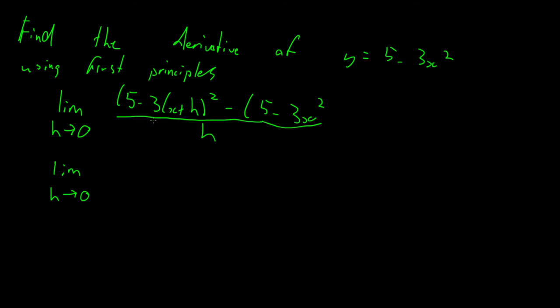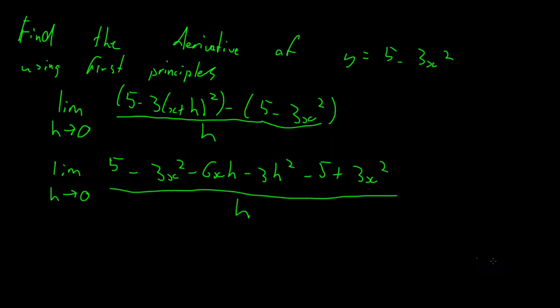I just missed a bracket up there. So we'll expand this out. 5, so minus 3x squared. So 2 times that, which will leave minus 6xh minus 3h squared, minus 5 plus 3x squared on h.